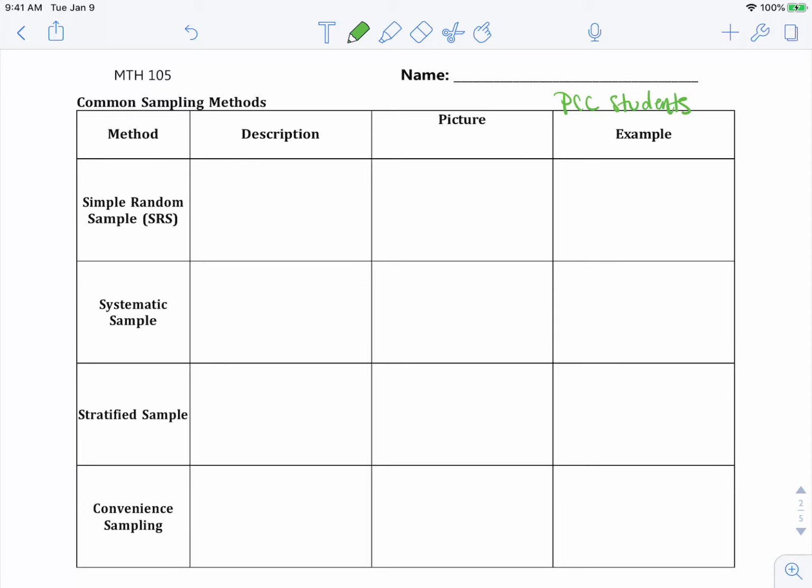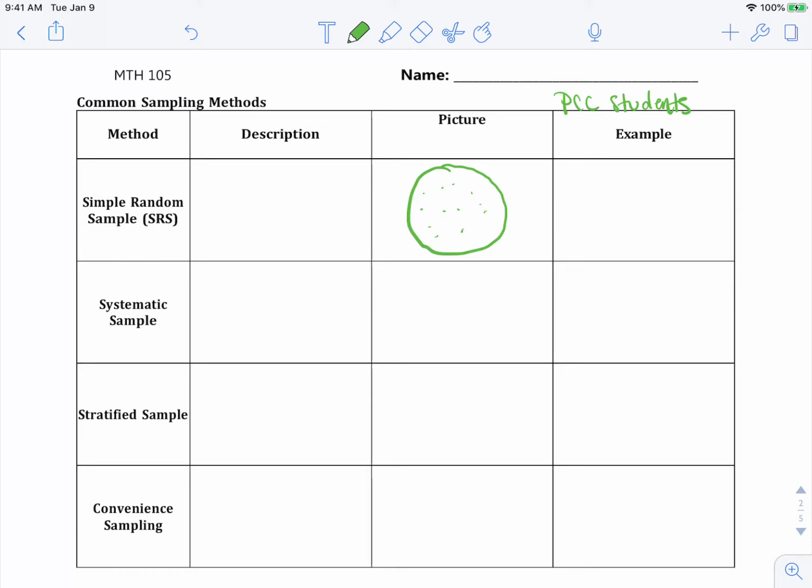The first sampling method is called the simple random sample. For some reason, it can sometimes be a tongue twister, so you will often hear me refer to this as SRS. So what this means is you have your population, and you are going to randomly choose your subjects in a survey or to measure whatever your study is. But so for us, we're talking about PCC students, so I'm going to randomly choose my students.